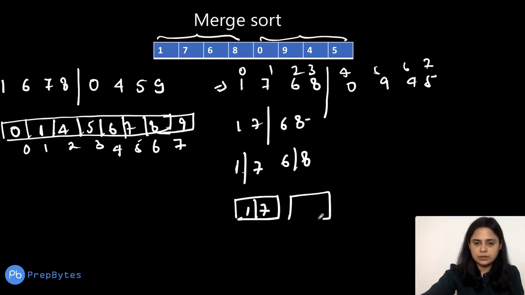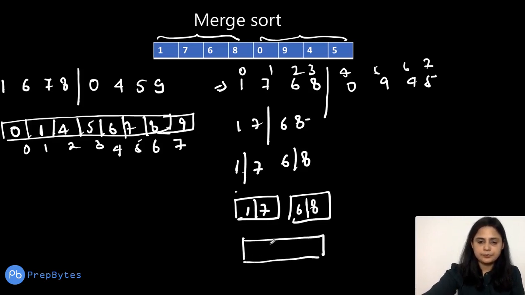Now we have merging as 6, 8. Now we have these two arrays that are sorted. I have to combine these two arrays. So I combine these two arrays and I get 1, 6, 7, 8. So now what happens is that after these many operations, I see that my first half of the array is sorted.